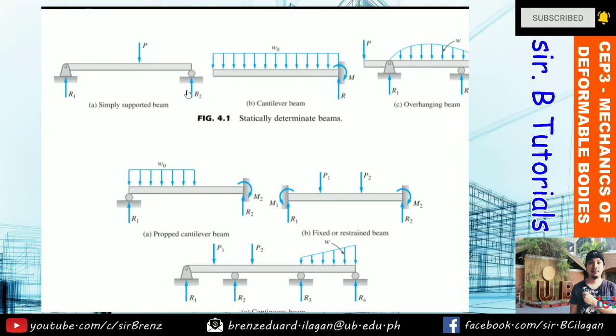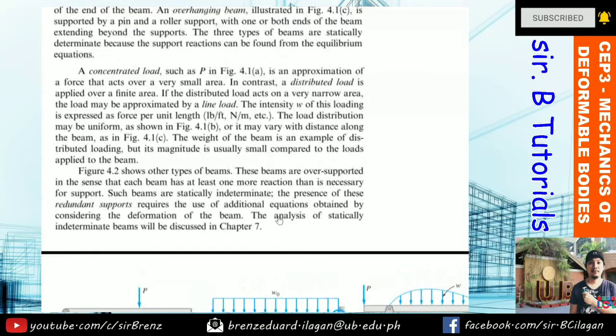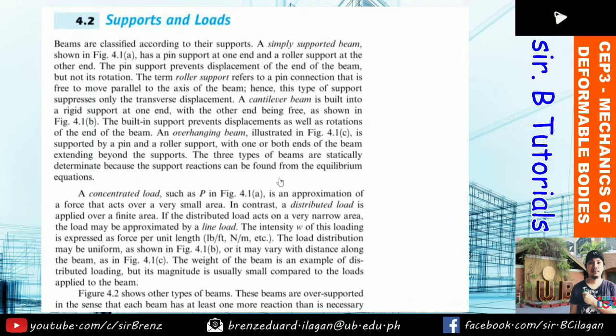It's either it is simply supported or cantilever. Ayan. Isang end is fixed and yung isa is free. Or overhang. So overhang, pwedeng both side is merong portion na nakalawit, pwedeng isa lang, or pwedeng yung kabila lang. Basta overhang, meron siyang portion na nakasuspend. Okay? So the next type of beam are the statically indeterminate. So we have the prop cantilever beam, we have the fixed or restrained beam, and last is the continuous beam. So basahin natin yung statically indeterminate.